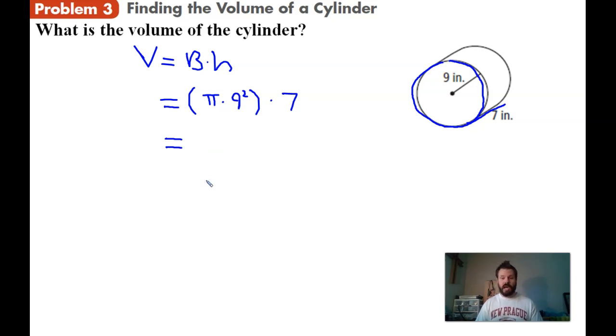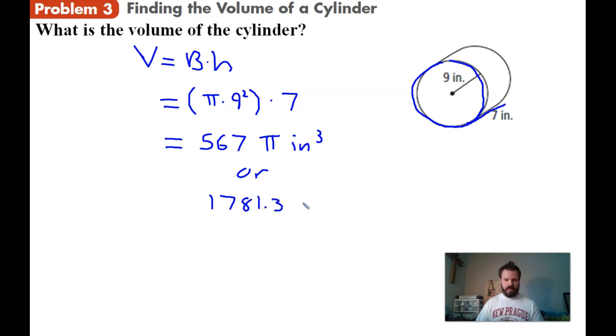Okay, now we can give this answer in terms of pi. If I go 9 squared times 7, that gives me 567. So I could say 567 pi inches to the third. Or if I go 567 times pi, that's going to give me 1781.3 inches to the third. Either one of these will work. I guess just pay attention to what type of answer the question's asking for. I left this blank just to show you both, but test time, quiz time, we'll ask you for something specifically.